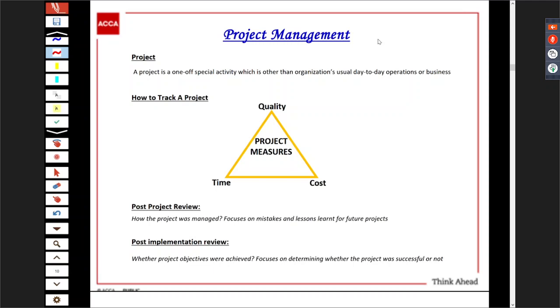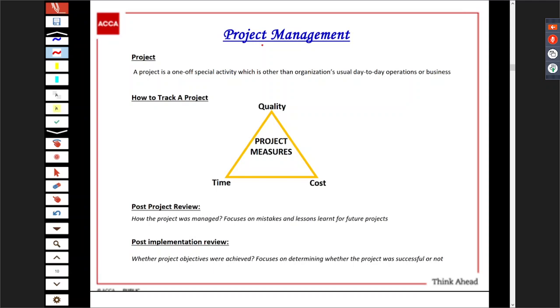Most of the time, our large or long-term strategies depend on the project. So we do a project, we create something, and then we convert it into day-to-day operations, right? So project is very important from a business strategy or business growth perspective.